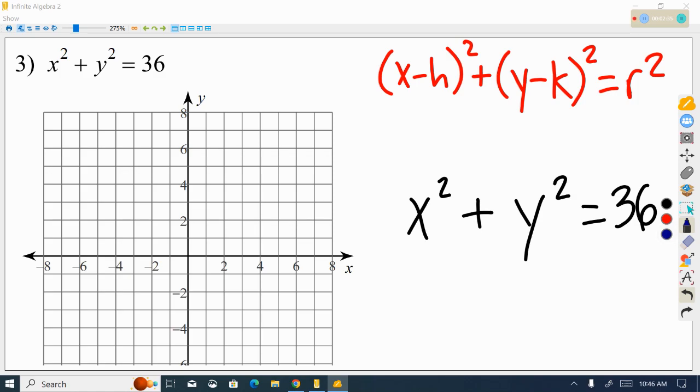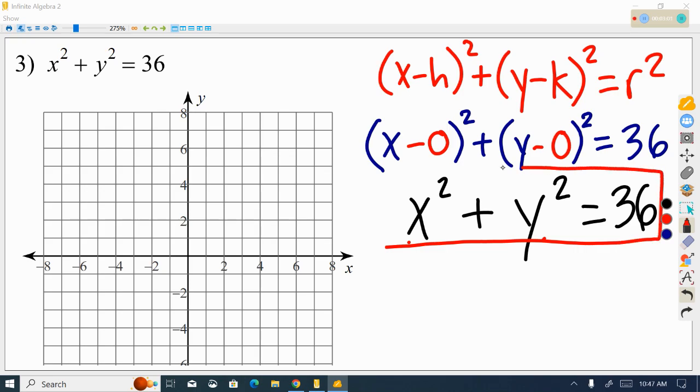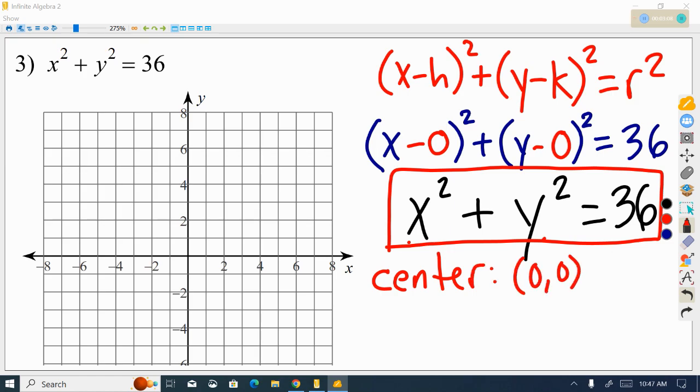So we've got to think about, what would happen? What would I have to plug in for h so that I could just end up with x? And what could I plug in for k so that I would just end up with y? And the answer would, of course, be 0, right? I could either put plus 0 or minus 0. Okay, but x minus 0 is just equal to x, and y minus 0 is just equal to y. So in this case, this means that the center of a circle with an equation like this would be at (0, 0). So we'll put a dot at the center right here.